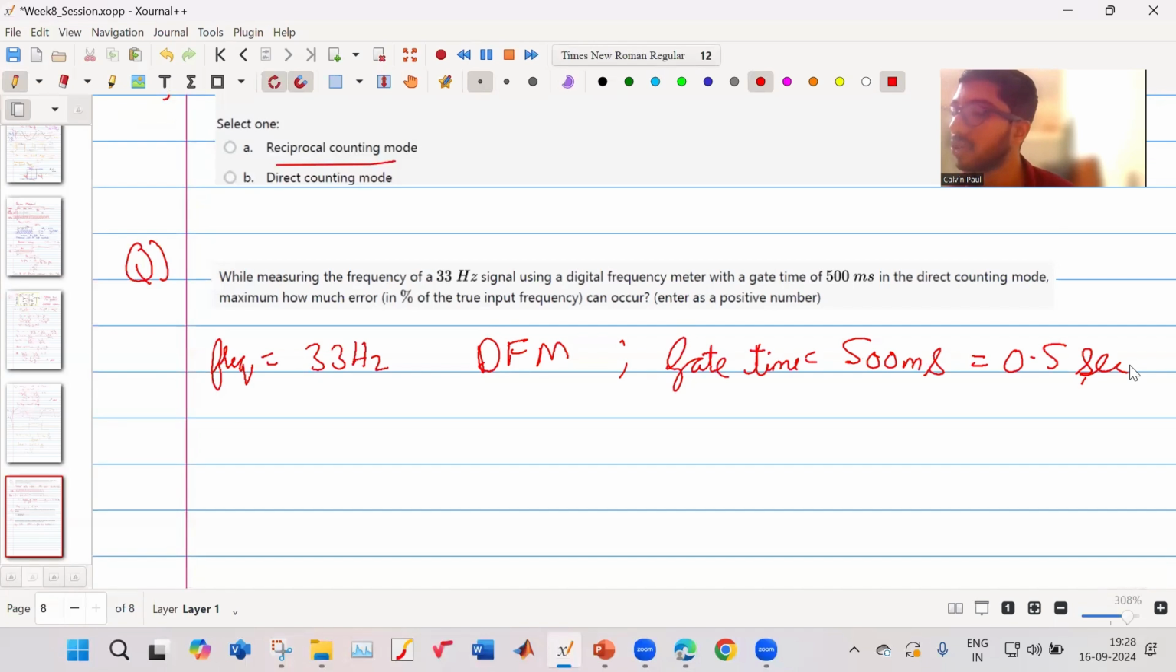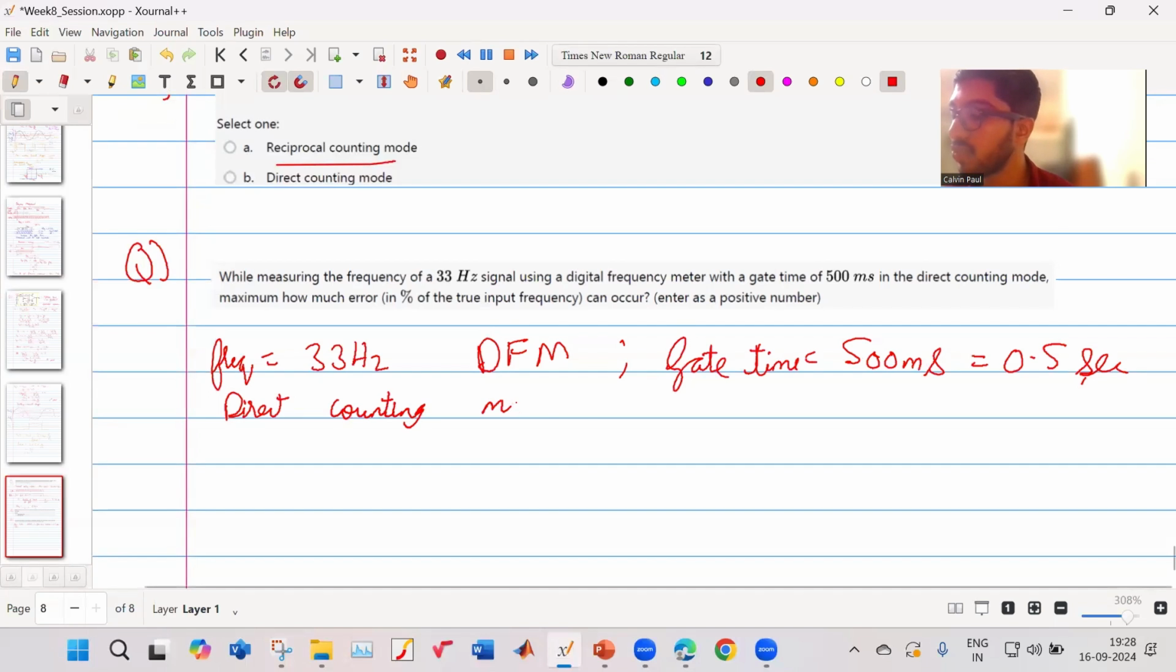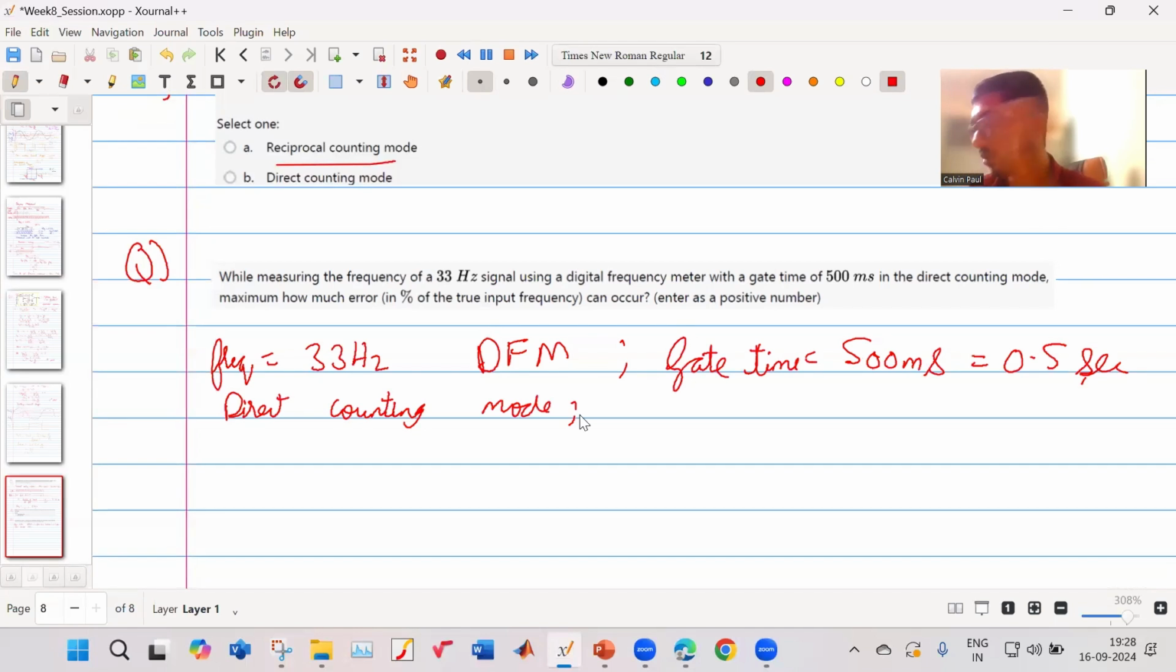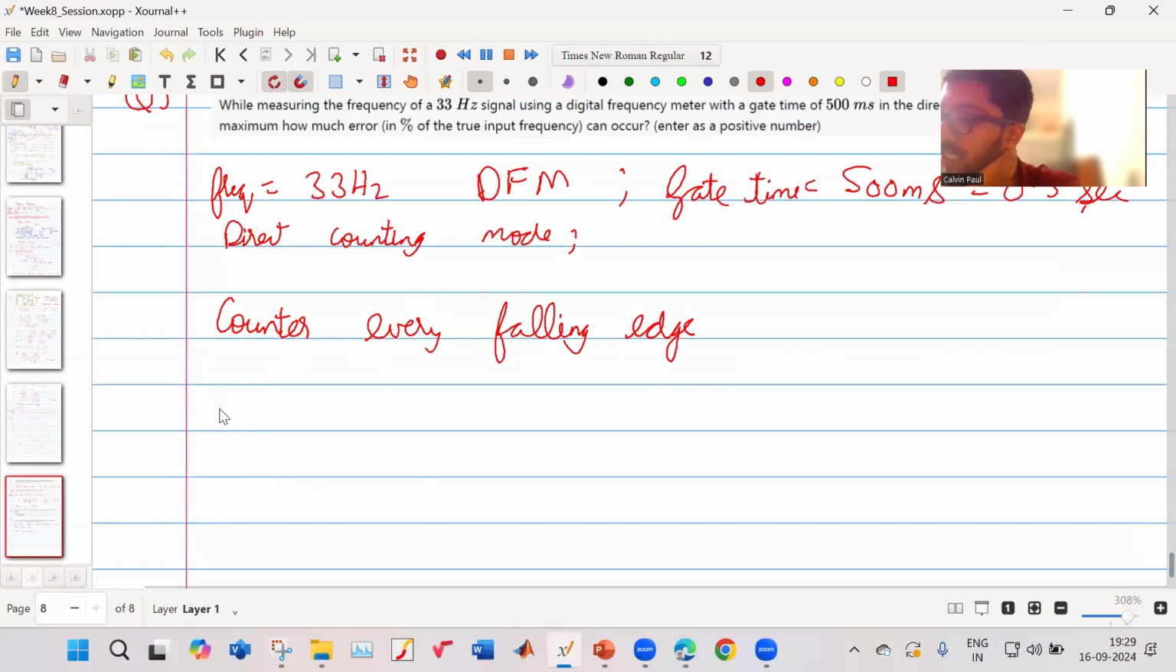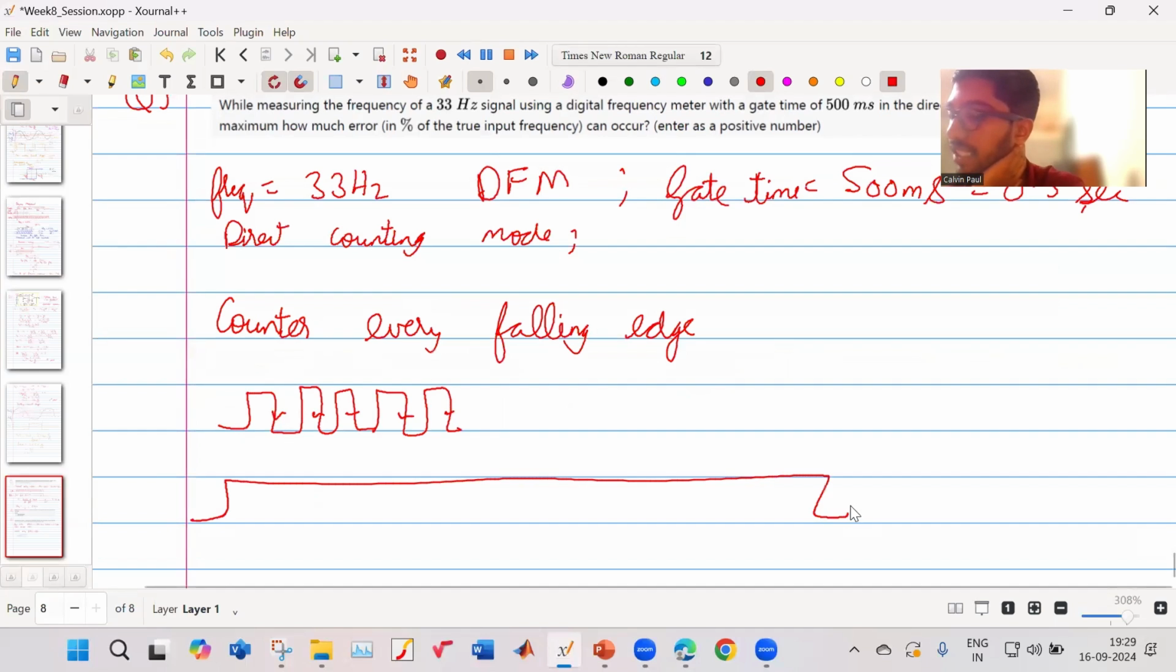Now they have told us it is a direct counting method. Direct counting mode. So how much error can occur? That we have to see. My counter will increment at every falling edge or rising edge, some edge, right? So my signal is coming like this, like that. Every edge, it will count. And this is my time. The time they have given is 0.5 seconds. So how many edges can it count?